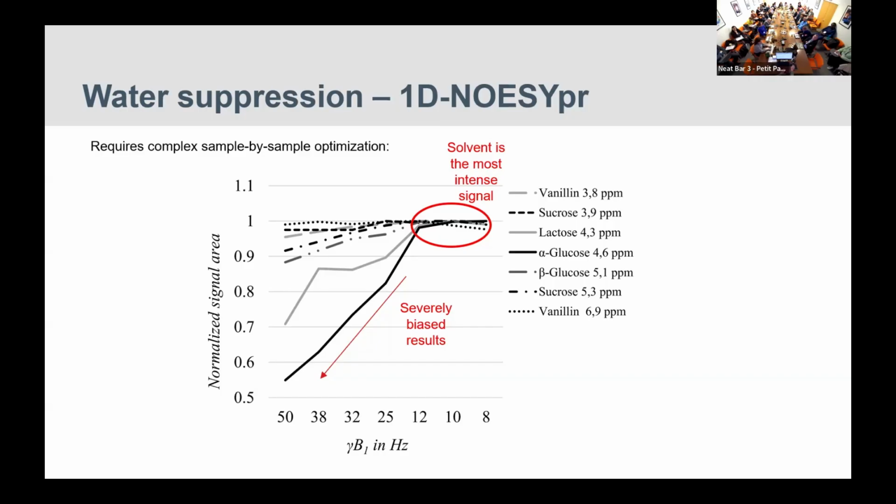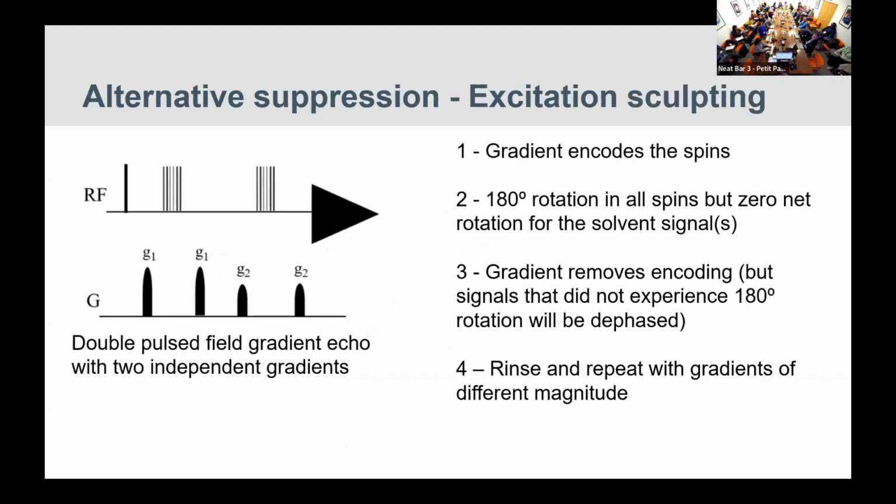But actually, if you use different pulse RF fields, for example, you can see that you can get severely biased results for some analytes, depending on how close or how far they are from the suppressed signal. So it all gets really complicated. And an alternative would be to use suppression via excitation sculpting, which works in a completely different way.